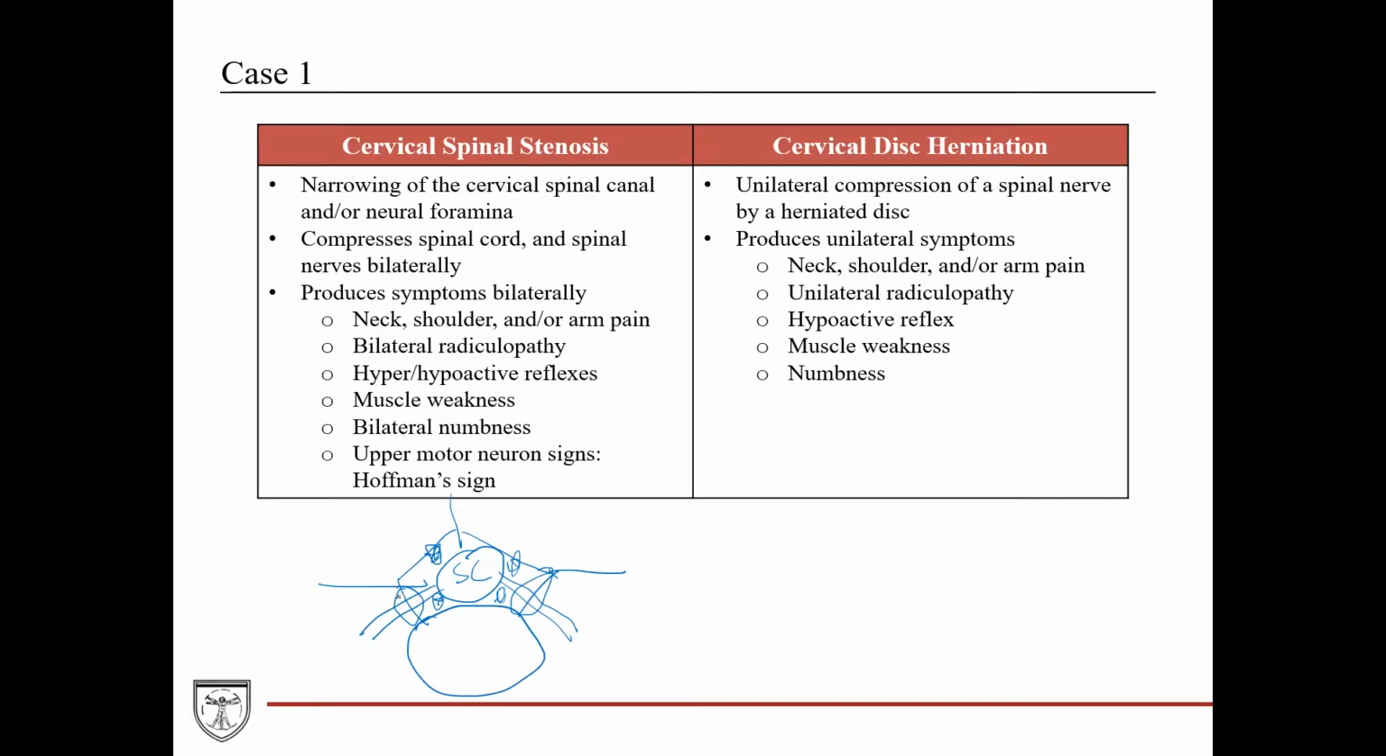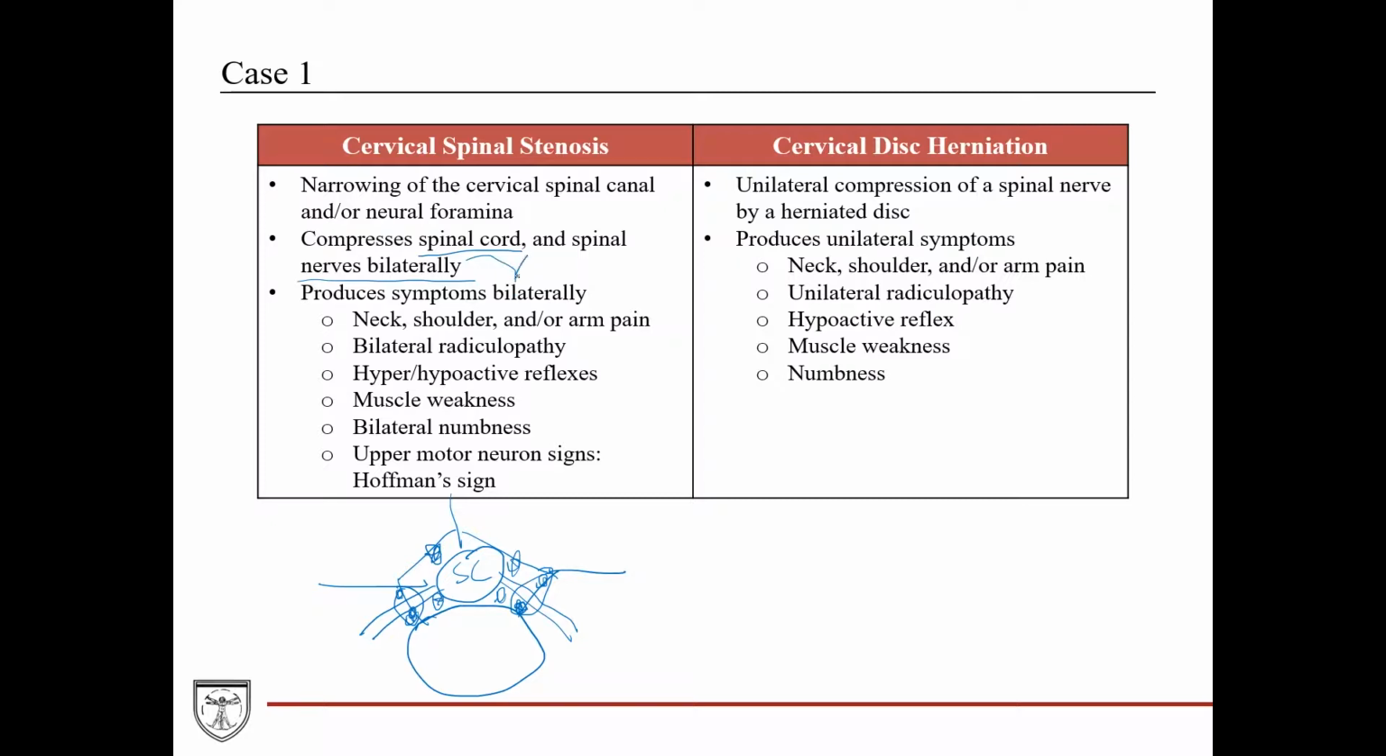You can also have narrowing of these neural foramina like this, that are also considered spinal stenosis. Now you can have this narrowing of these foramina as an isolated lesion on both sides, or you can have where you have all of this. You have narrowing of the spinal canal itself and narrowing of these foramina. Any combination is considered spinal stenosis. So again, the key here is compression of the spinal cord and the spinal nerves bilaterally.